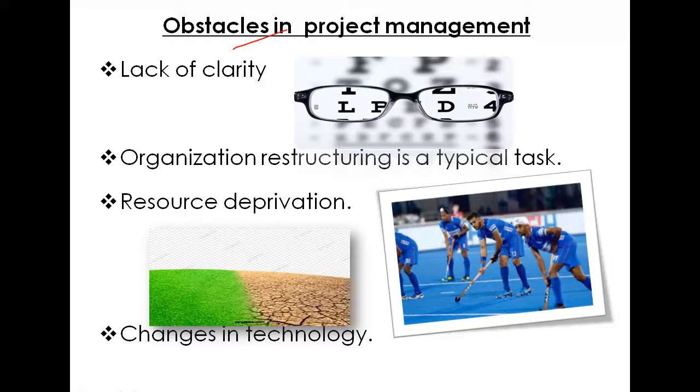Organizational restructuring is a typical task. So from project to project, restructuring means people's jobs have to shift over to other departments. So this is one of the issues that people face. Resource deprivation and changes in technology, to adapt to the technology. So if it needs any technology-based learning, you send people to acquire the knowledge from outside, and use it to implement that particular project.